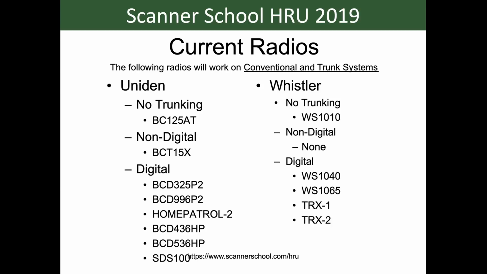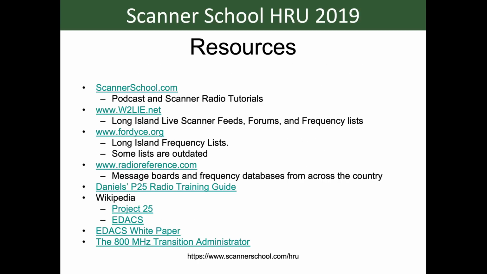Sorry, the Home Patrol 2. What interests me is driving down 95 and having it automatically finding systems as I'm going down. My friend used a Home Patrol, loved it, put a GPS antenna on the roof, also did it via train. Do those BCD436s have that same capability?